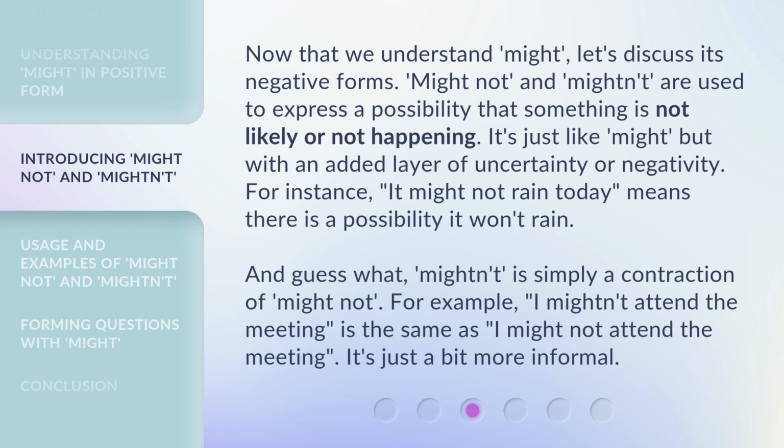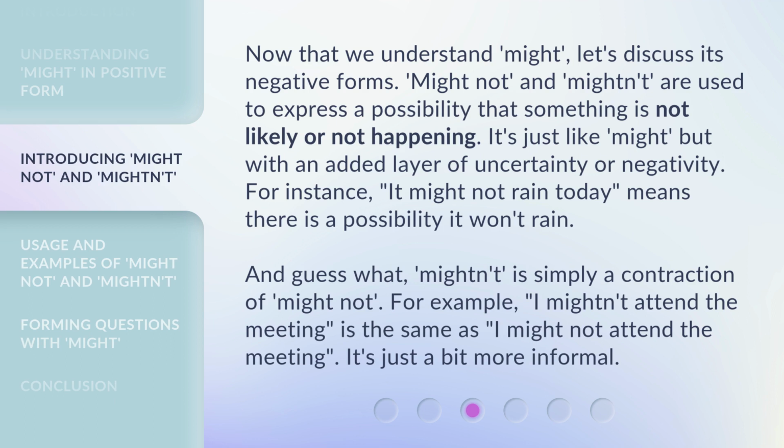Now that we understand might, let's discuss its negative forms. Might not and mightn't are used to express a possibility that something is not likely or not happening. It's just like might, but with an added layer of uncertainty or negativity. For instance, "it might not rain today" means there is a possibility it won't rain.